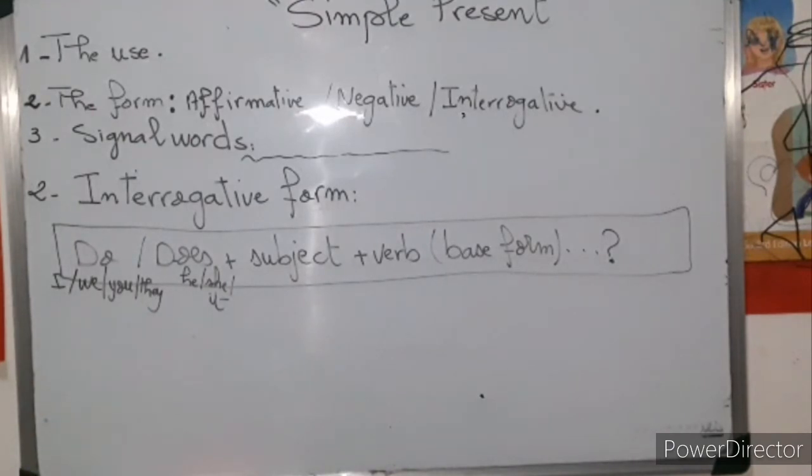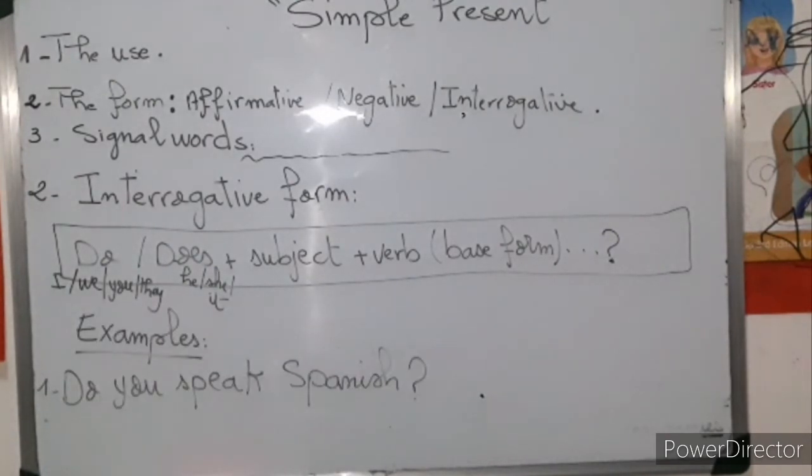The base form, as I told before, is the infinitive without to. Okay? As I told before, the verb that follows, the second verb, is put in the infinitive. We conjugate the auxiliary here, which is do or does, and we always keep the verb in the base form, in the infinitive. Let's give examples to understand more.